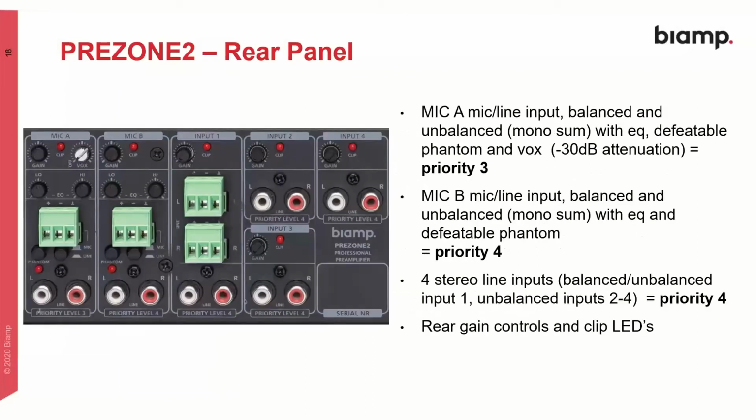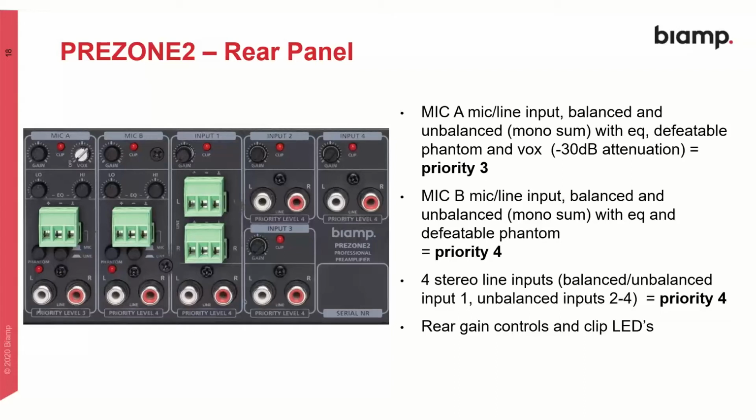Then we have our 4 music inputs. Firstly, we have a mic B input there, mic B, which is priority 4, and then the 4 stereo line inputs, so that's priority 4. And again, we have rear gain controls and clip LEDs on all of these. So you note line input 1 has balanced input using Euroblock pair for stereo, and then also RCA. Inputs 2, 3, and 4 only have RCA unbalanced inputs, but each have a gain control, of course.